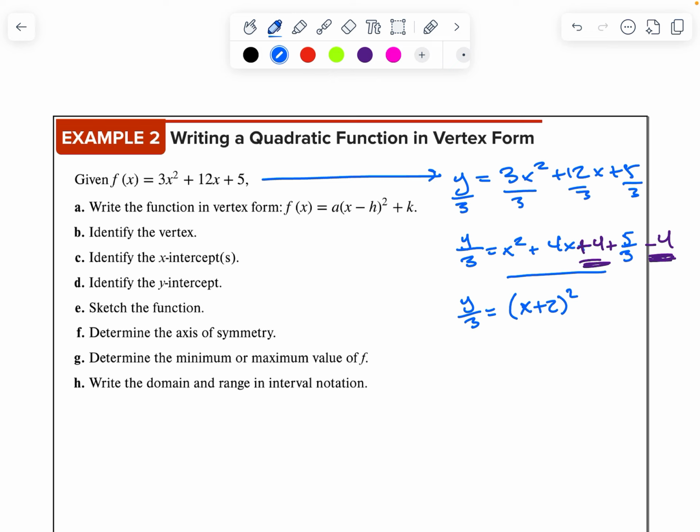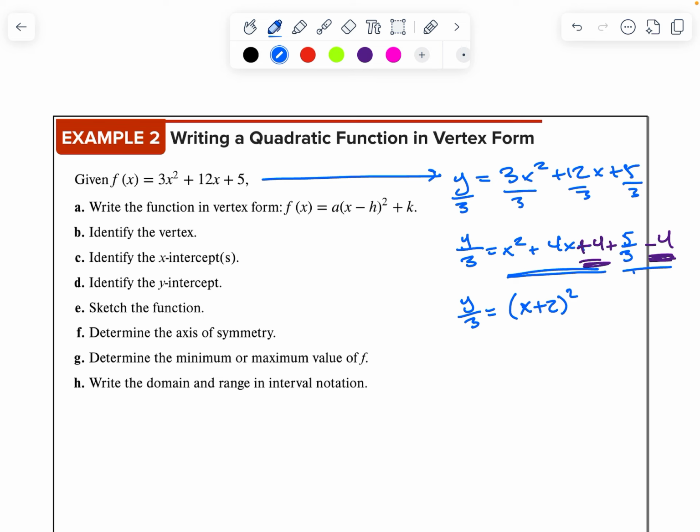What we have left over here is 5/3 minus 4. So I can type in my calculator, 5 divided by 3 minus 4, and change that into a nice fraction. That's going to be negative 7 over 3. So I just combine those numbers in my calculator to get negative 7 over 3.